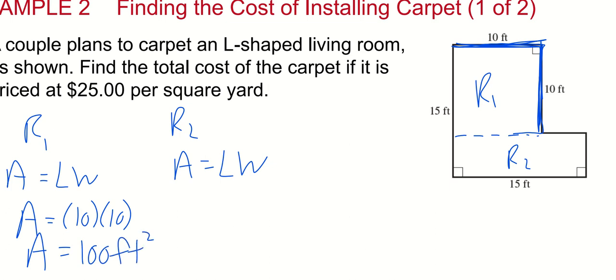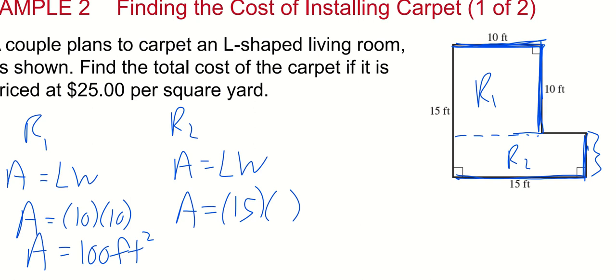Now we want to find the dimensions for rectangle 2. Its dimensions are this by this. Well, we know that the length is 15 feet. That's pretty easy to see because it's already diagrammed. But the other thing that we need to know is what is its width. It's not labeled on the diagram, but we can figure it out.